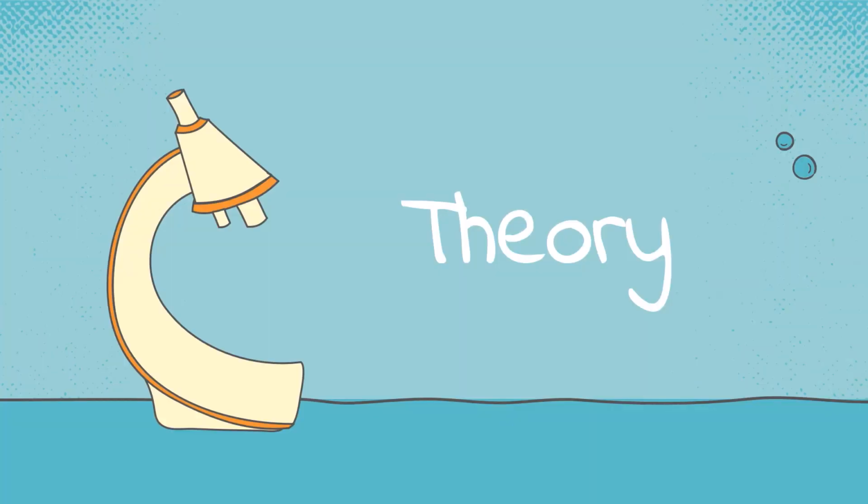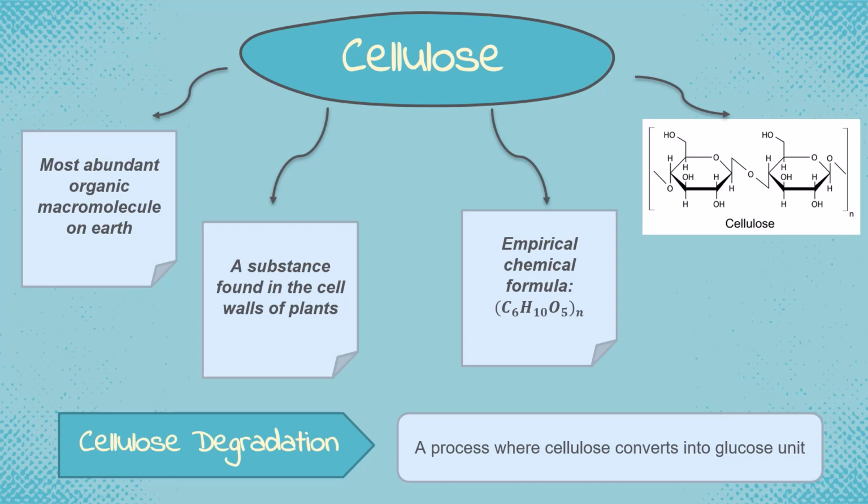Hi Dr. Era and everyone, I'm Hui Ning. Now I will talk about the theory in this experiment. Cellulose is the most abundant biopolymer on Earth and it is usually used as a reinforcement material. For example, we can find cellulose in the cell wall of plants, which helps the plants to stay upright.